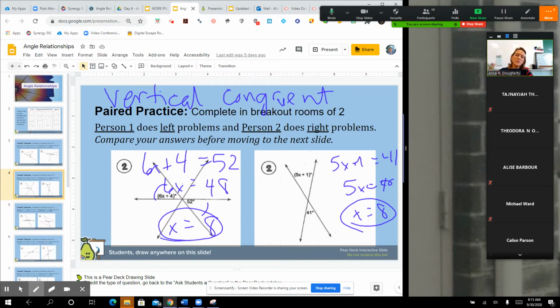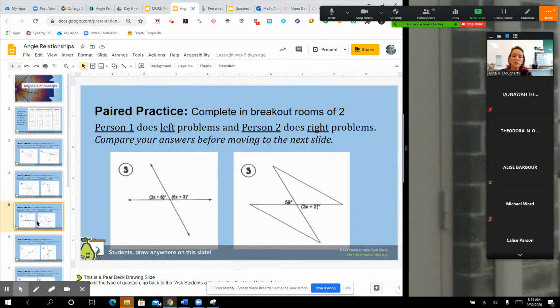So kind of the whole goal of today is to figure out how you need to set up your equations. Are they vertical? Do you set them up congruent to each other, right? So if you go to slide 5, these angles are vertical, so they're going to be congruent. And these angles are a linear pair, so they're going to add up to 180. So take a minute, choose one of those two problems to solve.